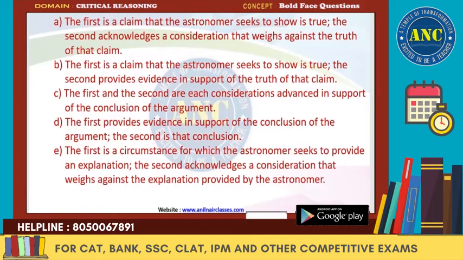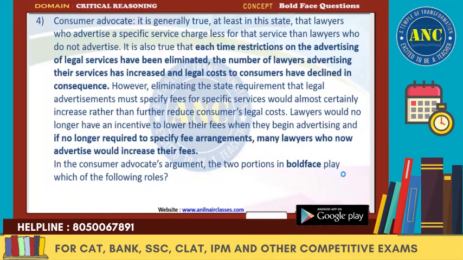The second acknowledges a consideration that weighs against the explanation provided by the astronomer. Now, according to the passage, the conclusion, or what the advocate argues for, is that eliminating the state requirement that legal advertisements must specify fees for specific services would almost certainly increase rather than further reduce consumers' legal costs. Now, what follows the statement is preceded by the two concessions that the advocate admits and that tend to point in the opposite direction.